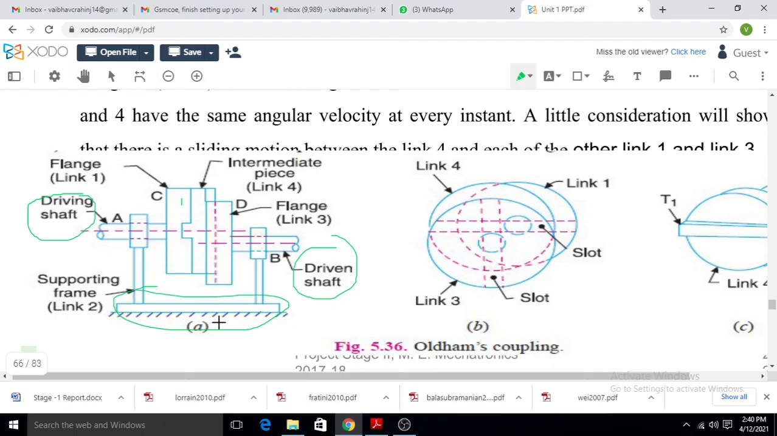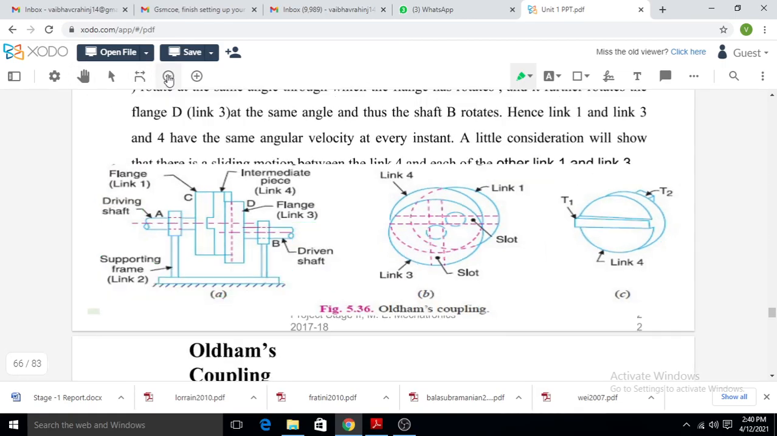This is called the fixed link, means here 4 links are present. We will go sequence-wise. The flange which is connected to the driving shaft is called link number 1. This supporting frame is called link number 2. The flange which is connected to the driven shaft is called link number 3, and this intermediate piece is called link number 4. This is an example of the double slider crank mechanism.